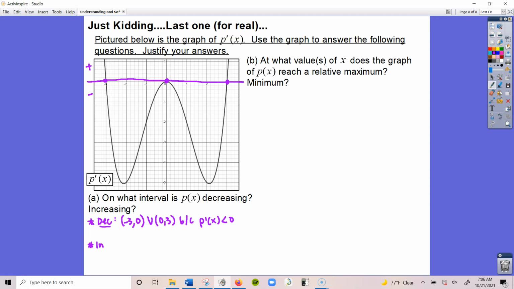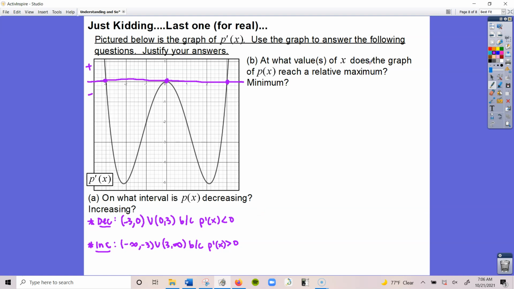Now, when my function is increasing. Increasing would be when the function is above the x-axis. So that's this section here, which is from negative infinity to negative 3. And then again over here, which is from 3 to infinity. And we would say because p prime of x is greater than 0.